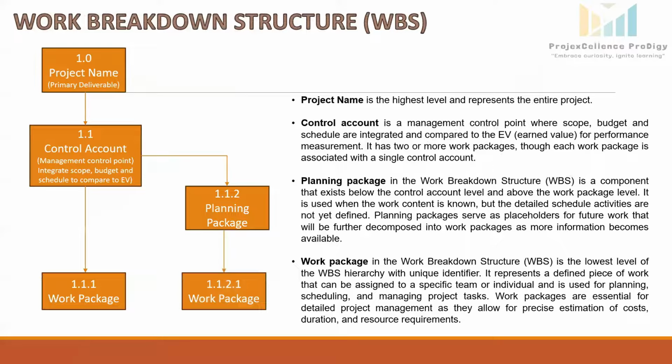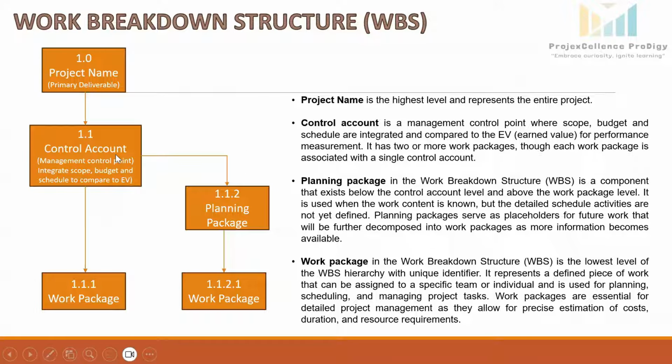Work breakdown structure. Let's understand WBS elements and its different levels in detail. The first level, level 1, is the project title, the overall project. This is the highest level and represents the entire project. In our example, construction of a new office building will be in this level, the project name.